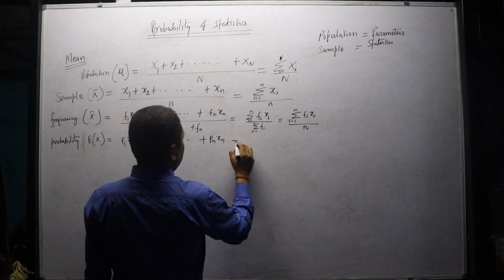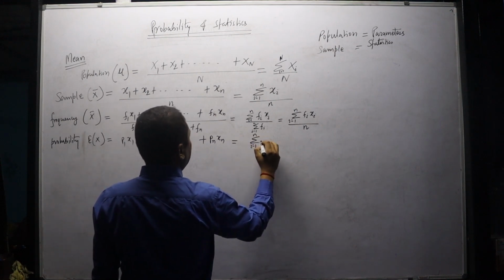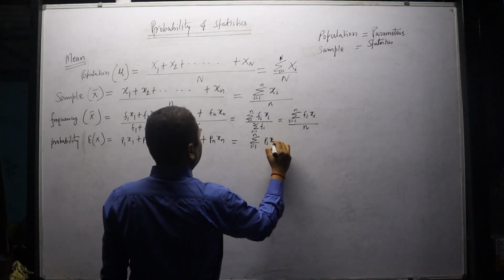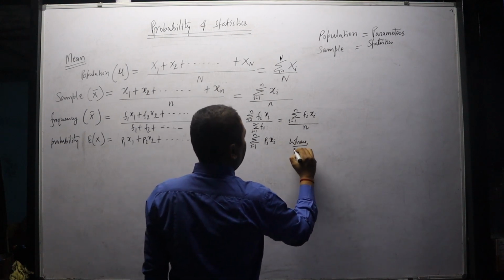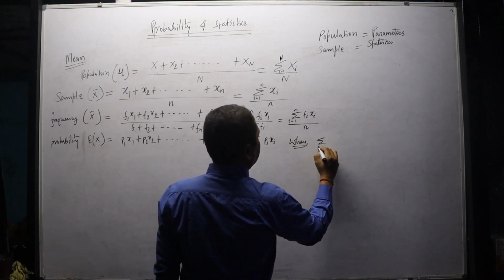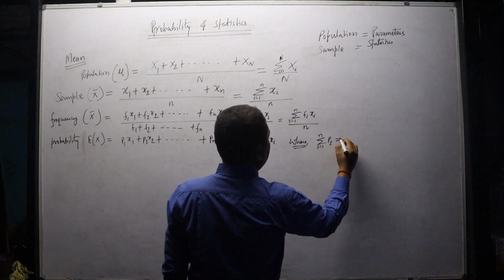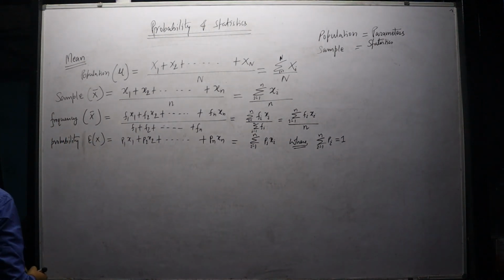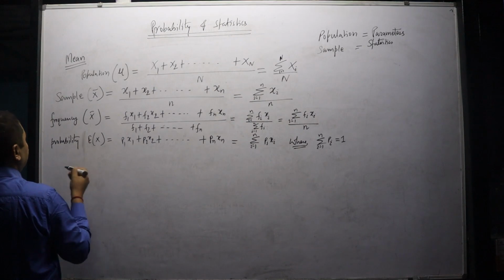In sigma notation, this is equal to summation i equals 1 to n of pi xi, where we should see that the sum of all the probabilities pi, for i equals 1 to n, should be equal to 1. This is the basics of probability. And the fifth one, let us say when the variable is a continuous variable.